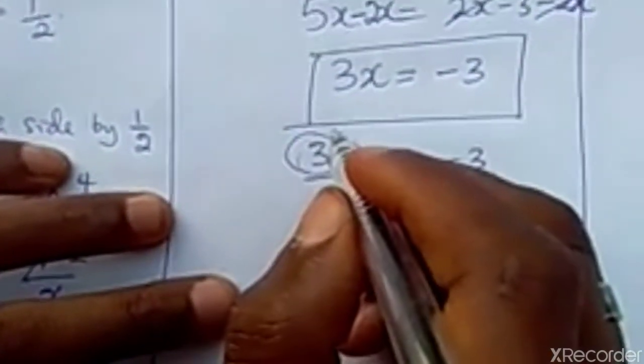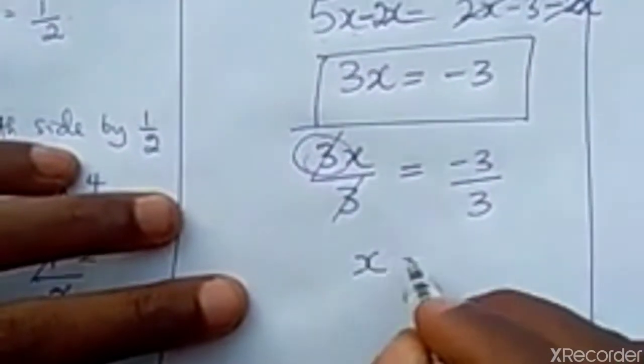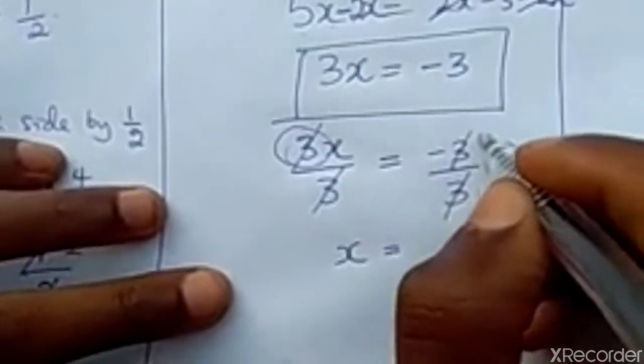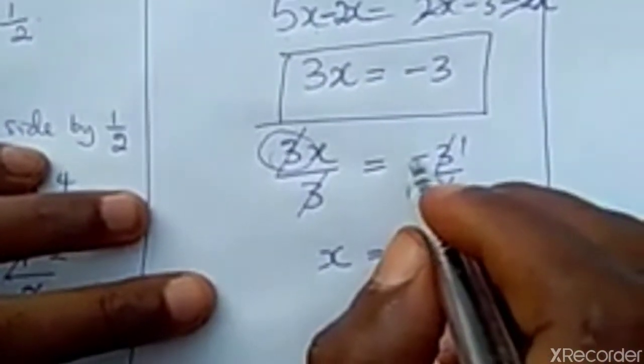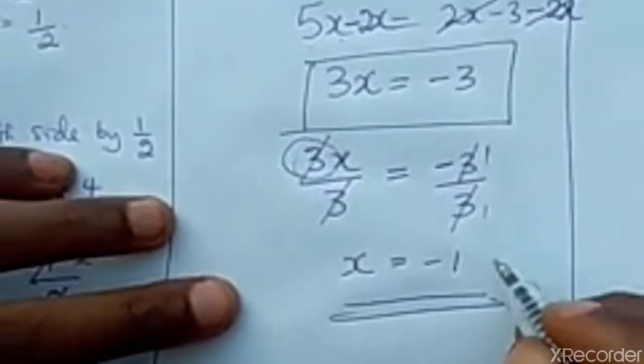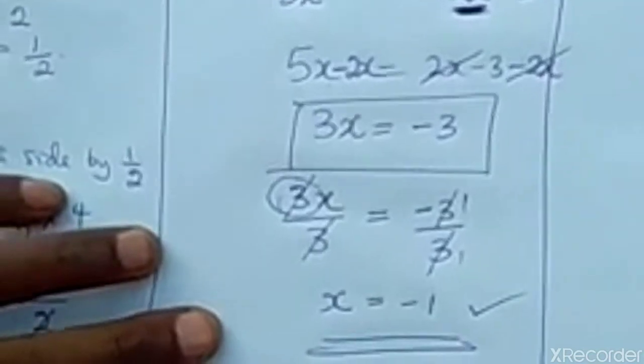So 3 cancels 3. I will have x remaining there. Of course, 3 cancels 3 to give you 1. And we have minus there, so it will be negative 1. So this is our final answer.